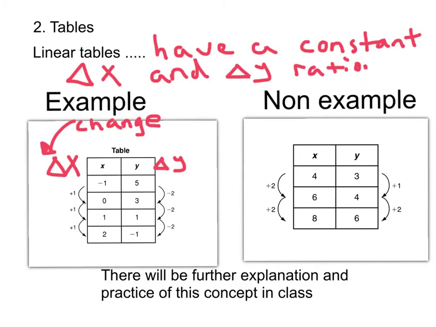We see that we have a constant change, a constant delta x of +2 between our x values. But then our delta y, our change in our y values, between 3 and 4 is a plus 1. Between 4 and 6 is a plus 2. So that right there is going to tell us that we do not have a constant delta x and delta y ratio. And like I said, we'll be further explaining this and practicing this concept in class.